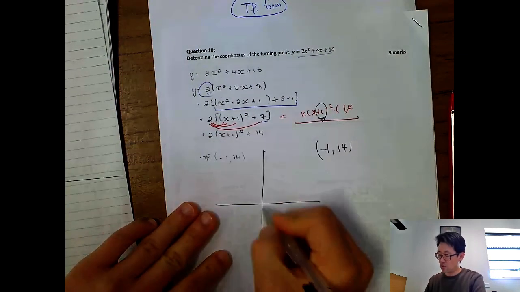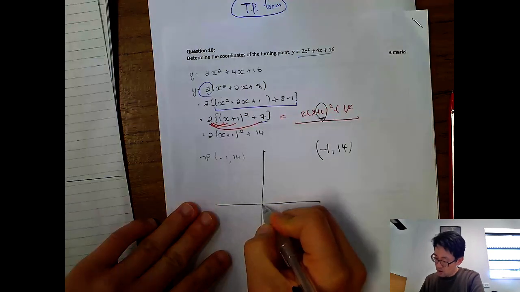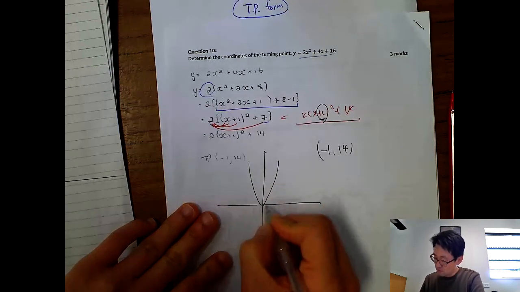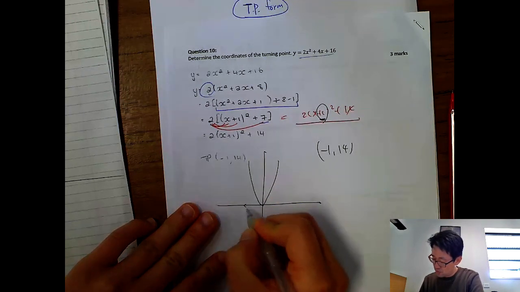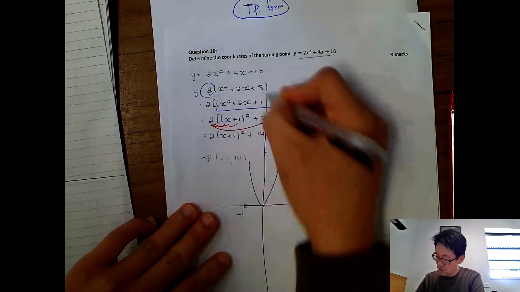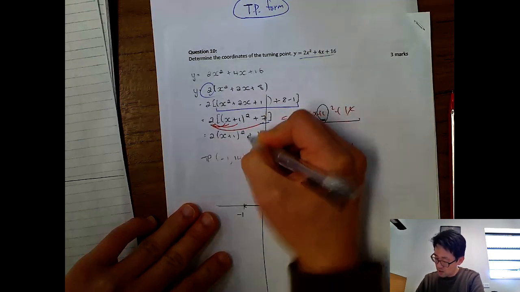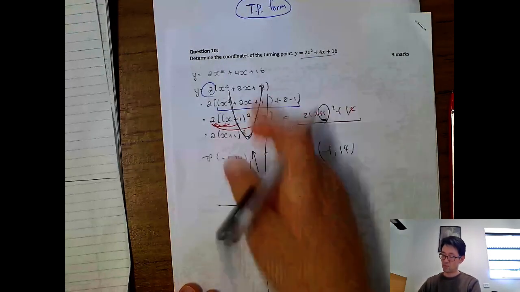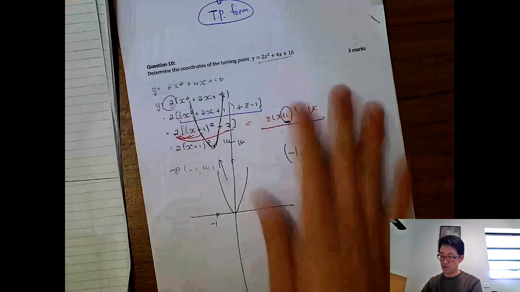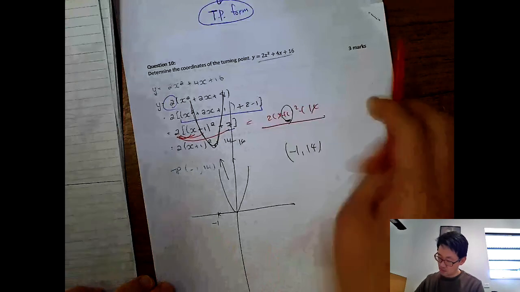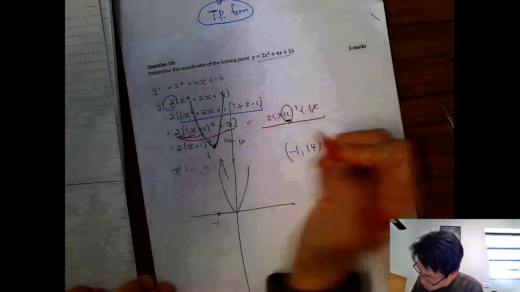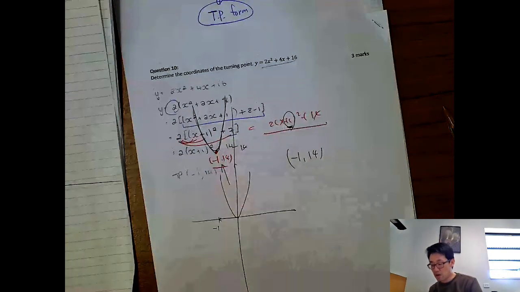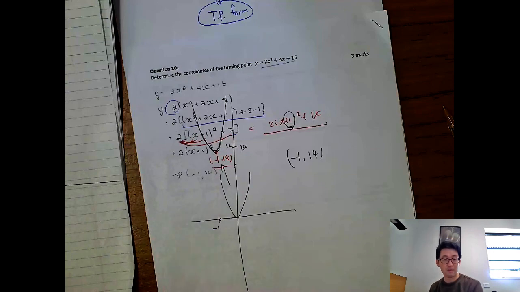In this case, I can draw it: this graph moves to minus 1 and 14, so it will look like this. I just want to show you the whole thing; you don't have to draw it, they didn't ask anything. But at that point, the turning point is minus 1 and 14. When x is minus 1, we get the minimum point, which is 14.